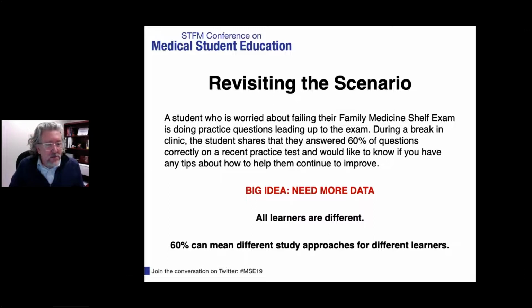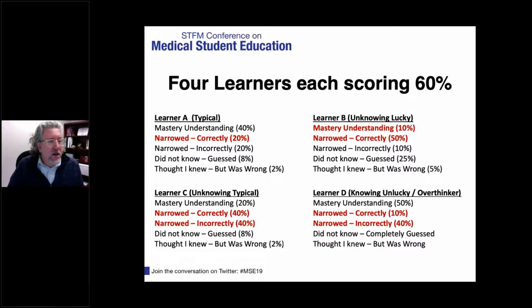So revisiting the scenario that we need more data, we need more data because all learners are different. Consider the following 4 learners. All of them scored 60%, but look at how each of them did so differently. Learner A guessed on 20%, and they're likely not going to study it. Look, they're probably going to be fine, but check out learner B, who's only mastered 10% of the material and today happened to be really lucky at the casino, and they correctly guessed on 80% of the questions that they had to narrow down. Chances are it's not going to happen in the future.